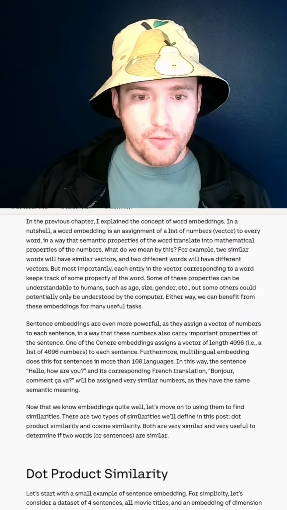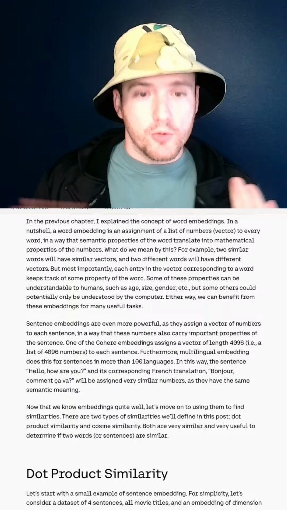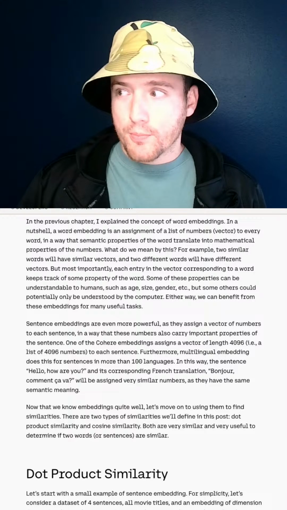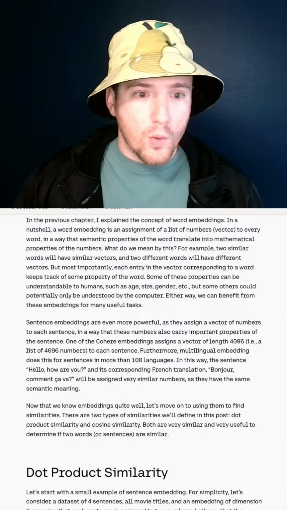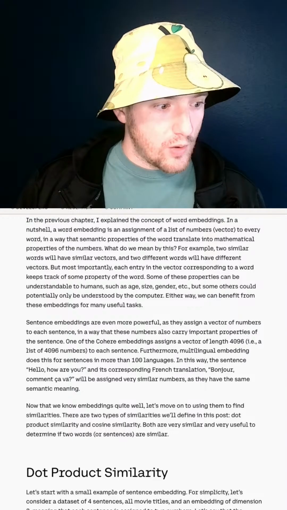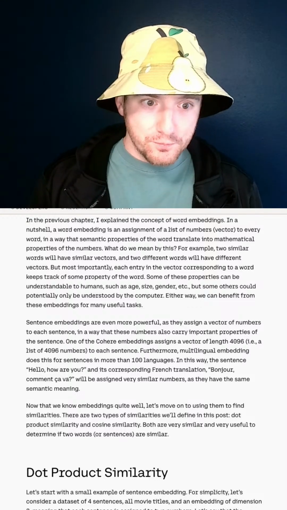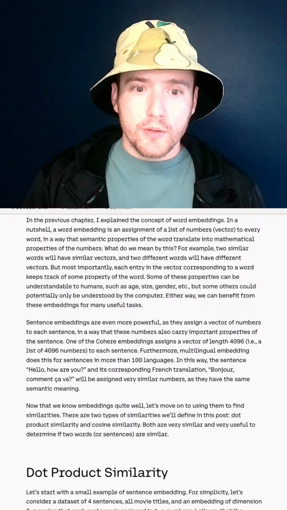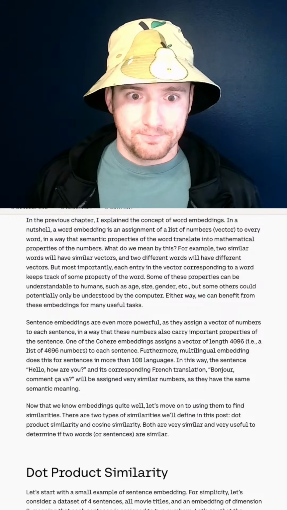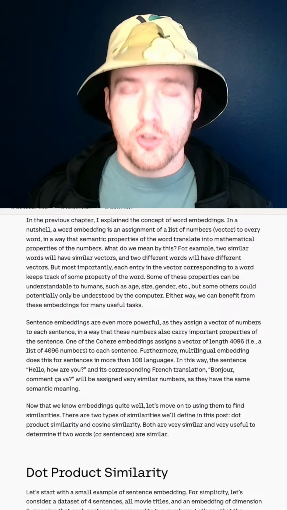Sentence embeddings are even more powerful as they assign a vector of numbers, remember vector being a large amount of numbers, so many different numbers. They assign a vector of numbers to each sentence in a way that these numbers also carry important properties of the sentence. One of the Cohere embeddings assigns a vector of length 4096, or otherwise 4000 different numbers or categories assigned to each sentence. Furthermore, multilingual embedding does this for sentences in more than 100 languages. So it embeds thousands upon thousands of sentences in English, but then does this across 100 languages.